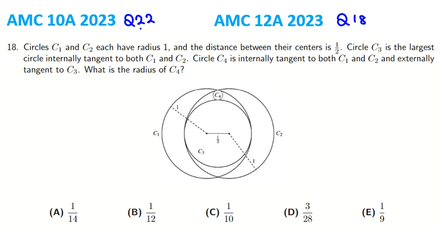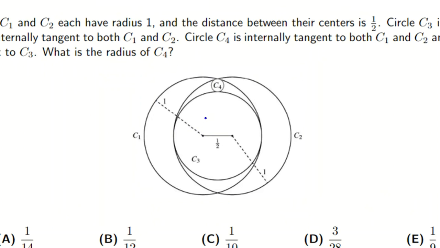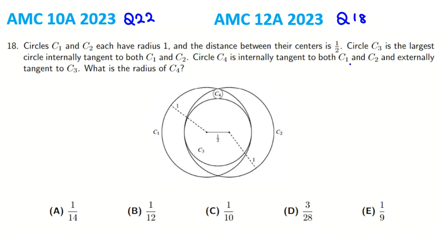AMC 10A 2023, problem 22, and AMC 12A 2023, problem 18. It says circles C1 and C2 each have radius 1. These two circles. And the distance between the two centers is 1/2. Circle C3 is the largest circle internally tangent to both C1 and C2. Circle C4 is internally tangent to both C1 and C2, and externally tangent to C3. What is the radius of C4?